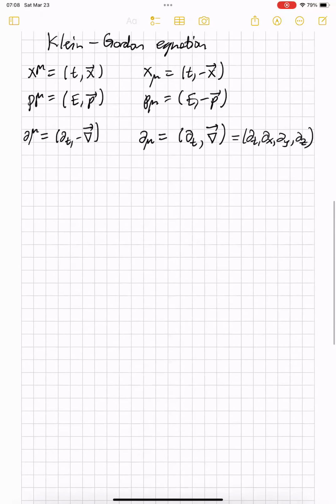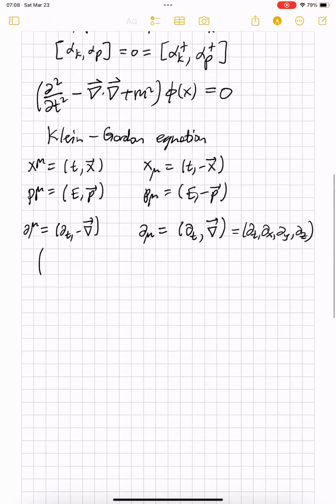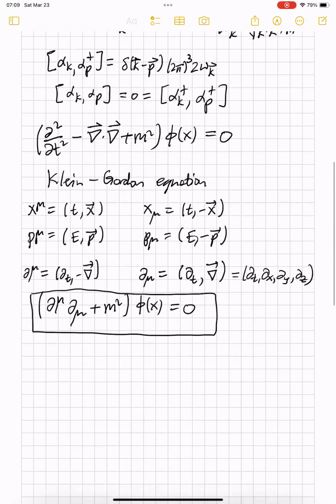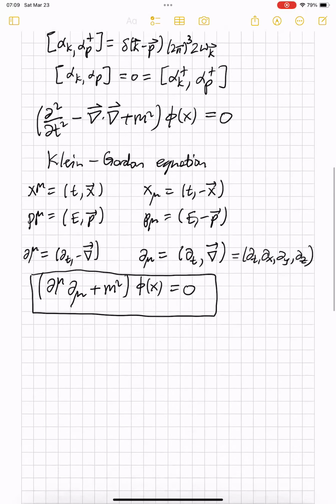In that case, the Klein-Gordon equation can be written in this way: d mu d upper mu plus m squared, acting on phi of x, is equal to 0. And this is usually how you will see the Klein-Gordon equation written. That's now written in 4-vector notation. Good.